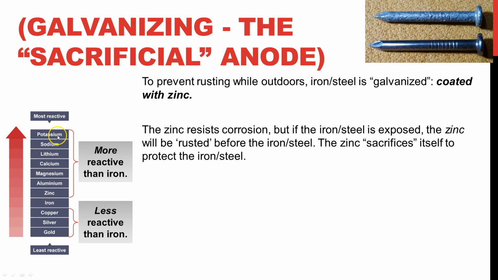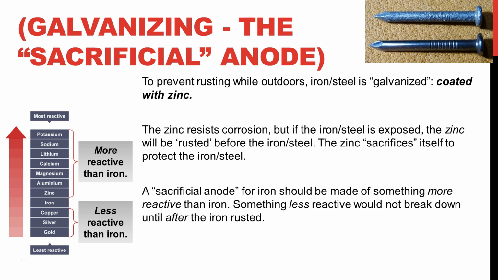Now, you wouldn't want to coat iron in potassium. That's almost too reactive. Potassium literally explodes and catches fire with water. You don't want to be using galvanized nails that will catch fire in the rain. So you want something that is going to be more reactive than iron, but obviously not too reactive. That's why they use zinc, just above it on the activity chart.